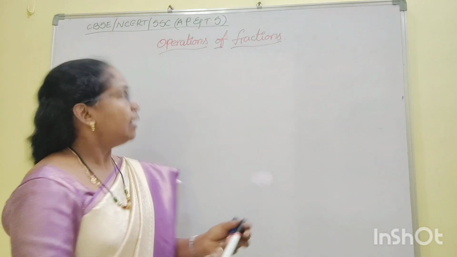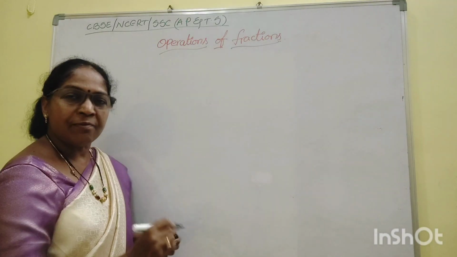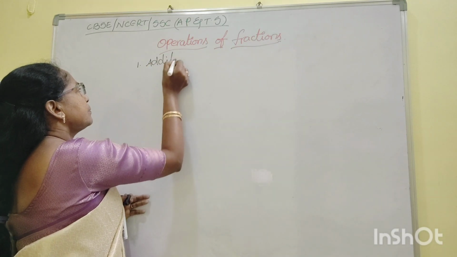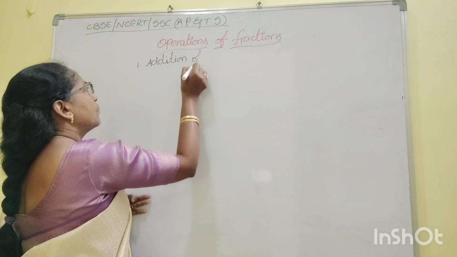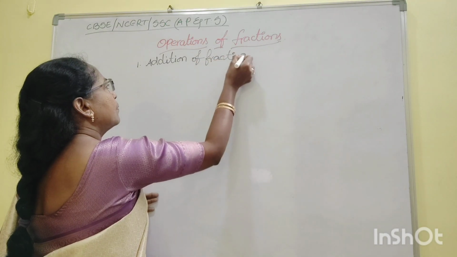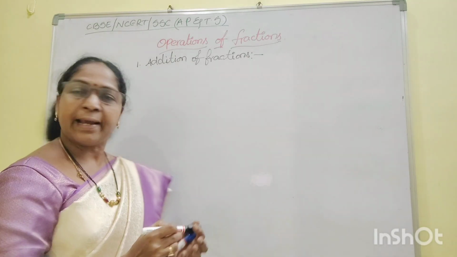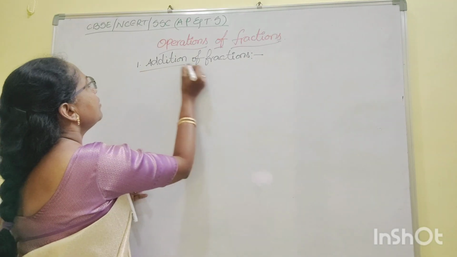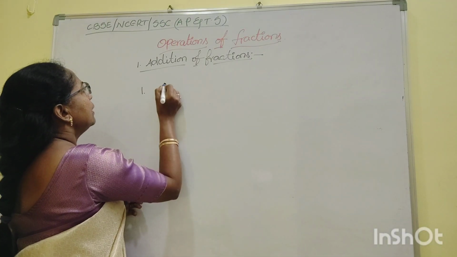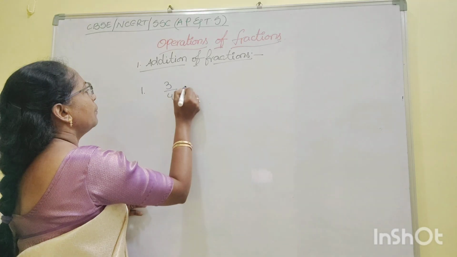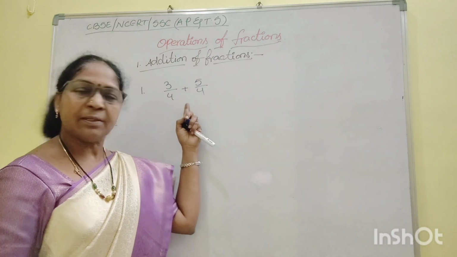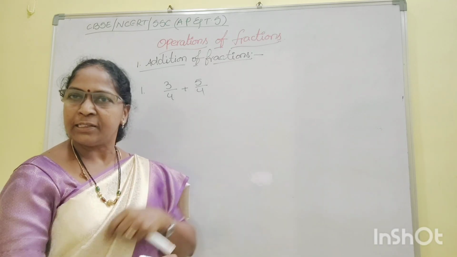Let us start. The first one is addition of fractions. In this, we have to learn how to add the fractions. First, suppose 3 by 4 plus 5 by 4. In between these two fractions, the plus symbol is there. That means you have to add these two fractions.